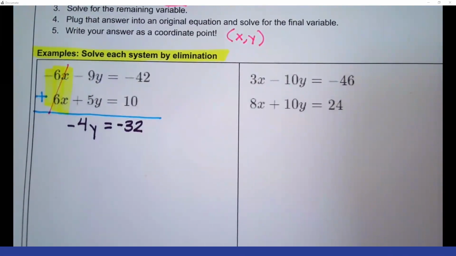All right, I want to pause here before we continue. So that was the first 2 steps of elimination. Are there any questions about those 2 steps that I did?